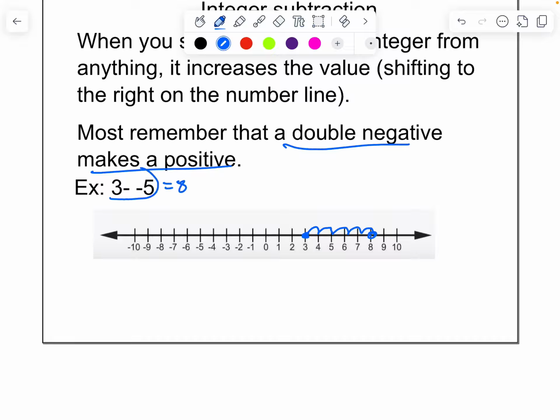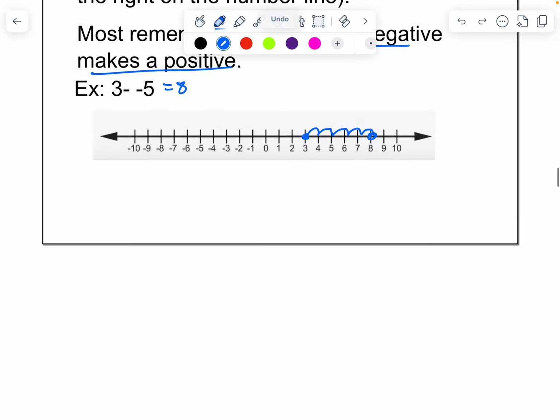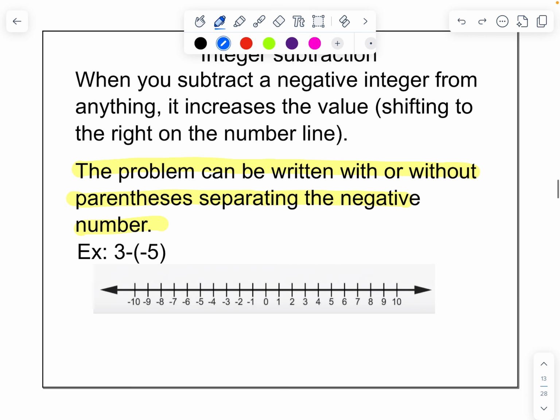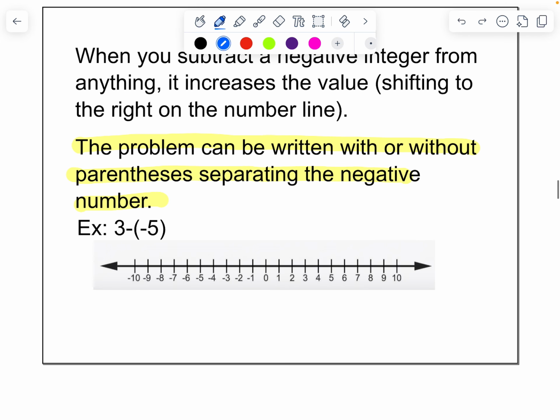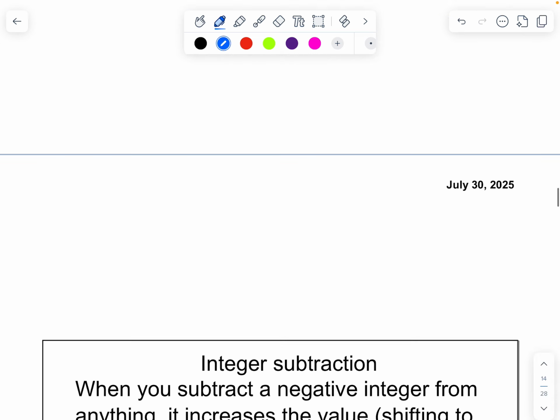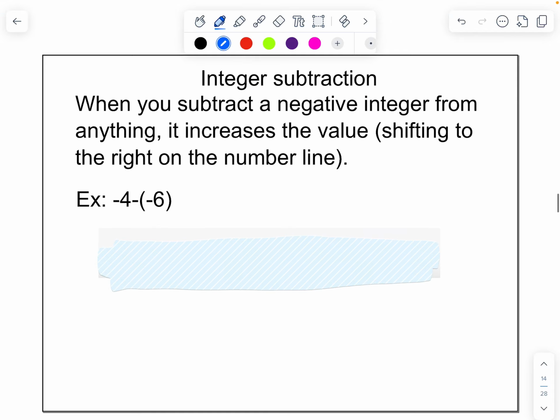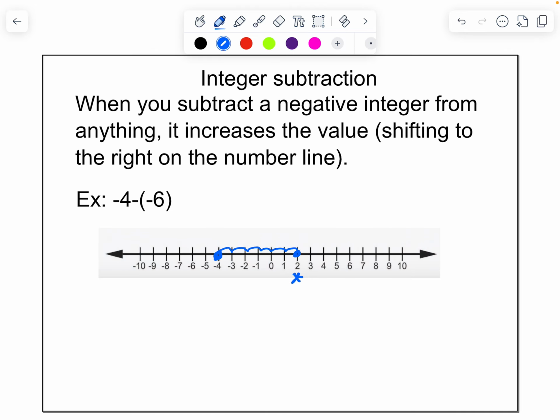This right here can be written just like it is, or it can be written with a parentheses, 3 minus -5. They're both the same exact thing. You should, again, verify this in your calculator. Make sure that you can do 3 minus -5 and get positive 8. 3 minus -5, you should get positive 8. -4 minus -6, try it. You should get positive 2.